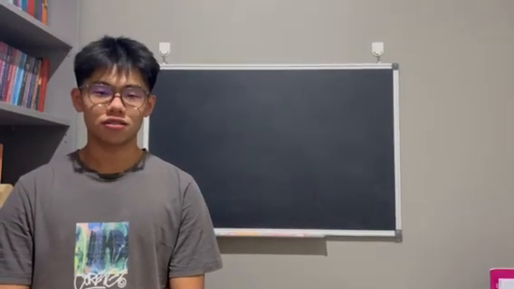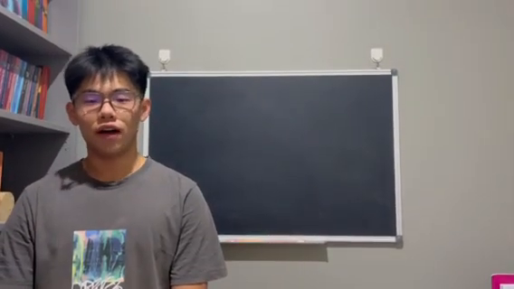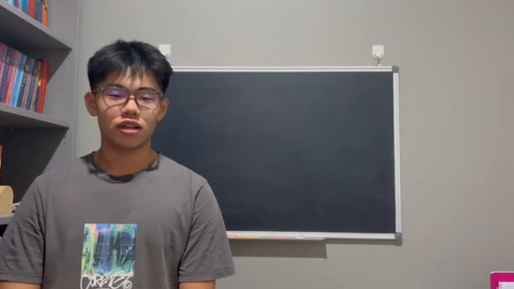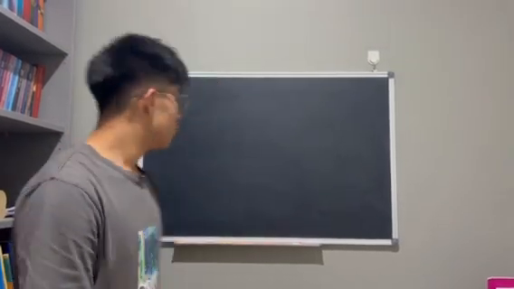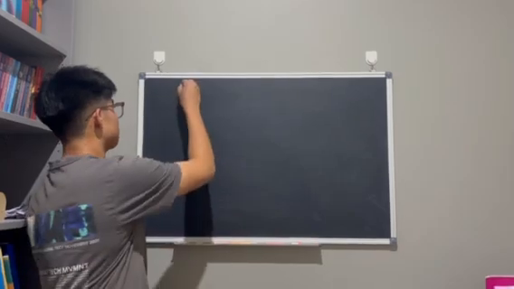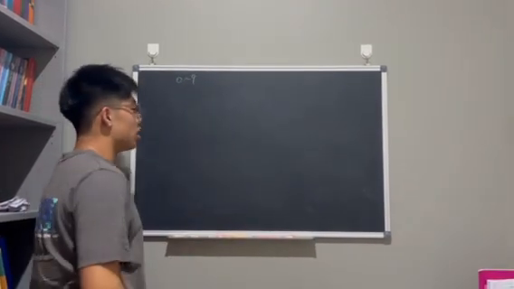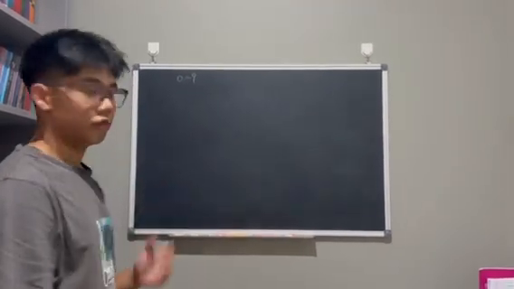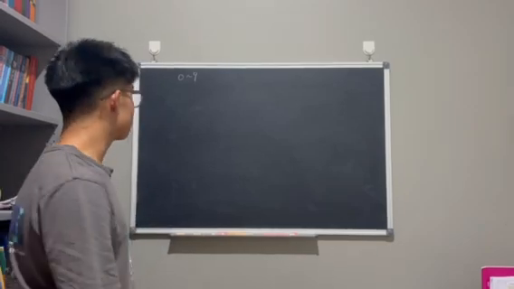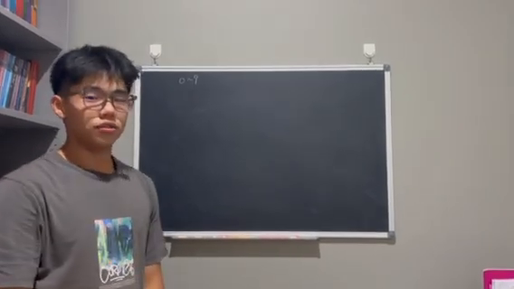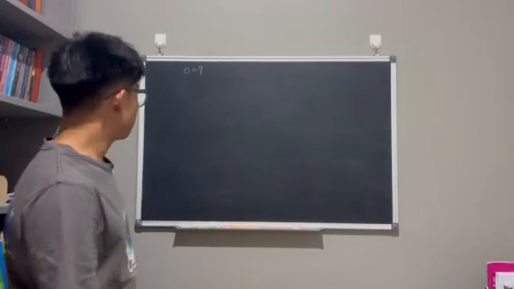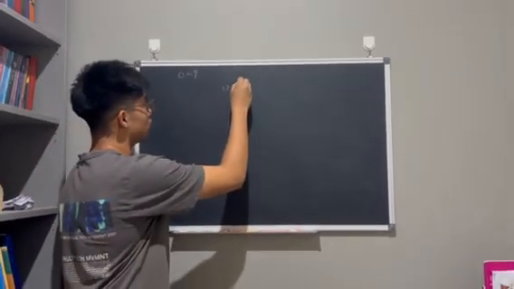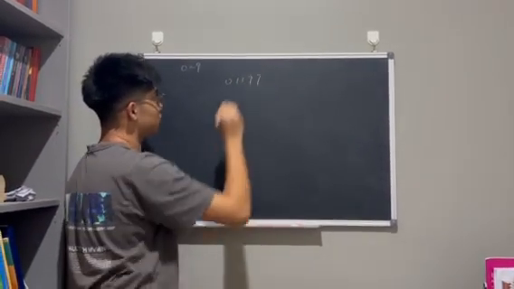So the question asks us, how many different positive 5-digit integers are there such that its digits from left to right are non-increasing? First of all, we have 10 digits, 0 to 9. And we are required to pick 5 digits out of these 10 digits, with repetition allowed, that forms the 5-digit integer. Let's say we have the numbers 0, 1, 1, 9, and 7.